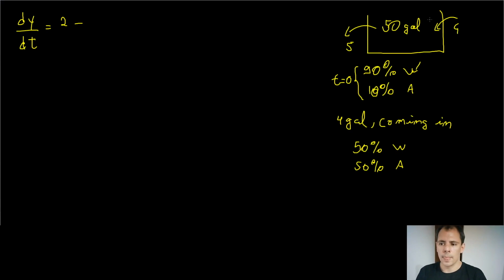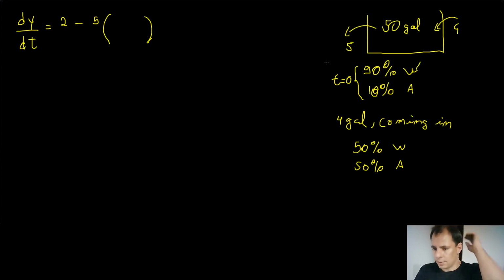Okay, so what is going out is a fraction of the 5 gallons that are going out, and also a fraction of the alcohol that's going out. So if it's a fraction of 5, let's do 5 times something. What is this something? It's the amount of alcohol in the tank.